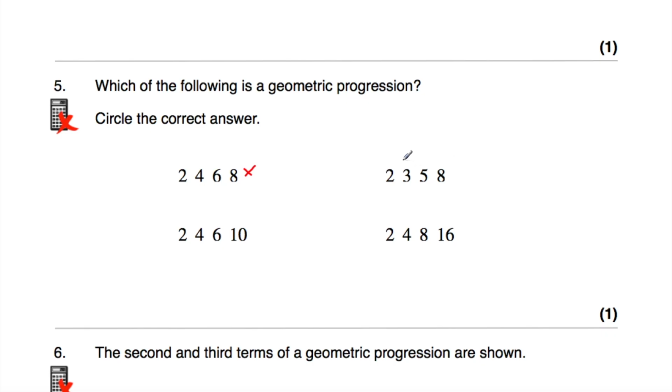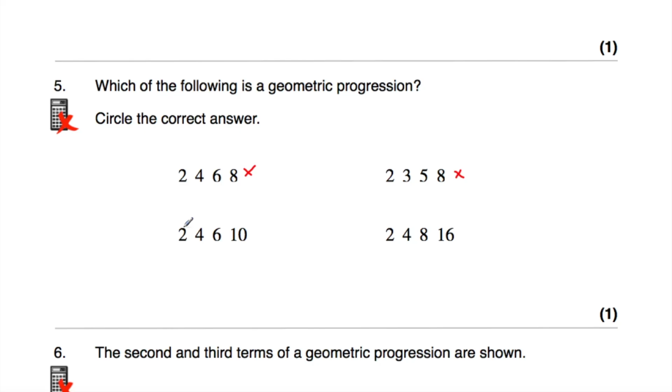Okay, next one. Our next one is 2, 3, 5, 8. Now, it's not that one because we're not multiplying by the same number each time. I thought initially it was a Fibonacci style sequence because 2 plus 3 is equal to 5, 3 plus 5 is equal to 8. Or then I thought perhaps it was a quadratic sequence because we're adding 1, adding 2, adding 3. So then the second differences would be the same. So I'm not quite sure which one that is, but it's not a geometric progression.